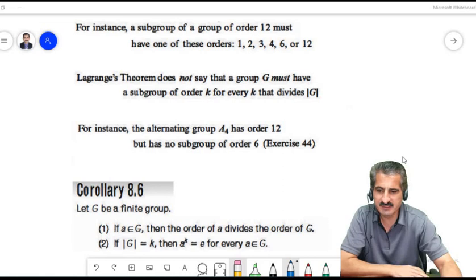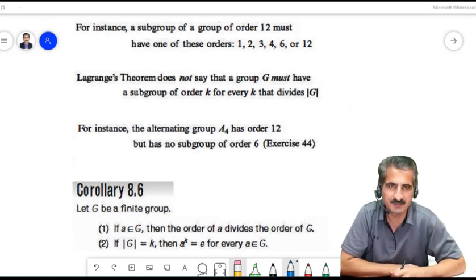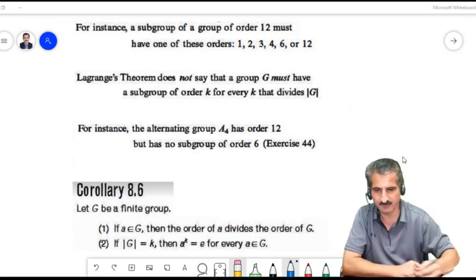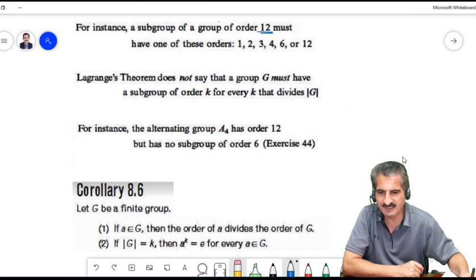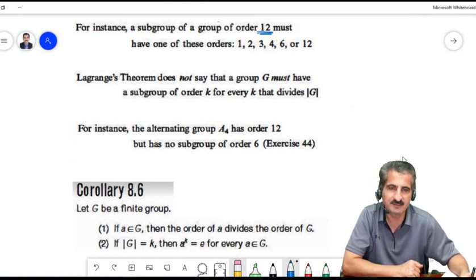Lagrange's theorem says the order of the subgroup must divide the order of the group. If we assume, for instance, that we have a group of order 12, then any subgroup of it will have order a divisor of n. So it might be 1, which is the identity, or 2, or 3, or 4, or 6, or 12.